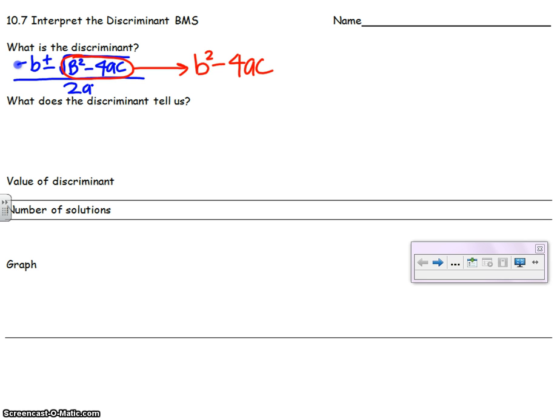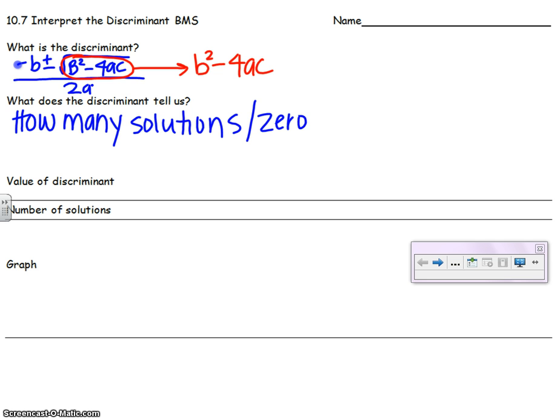And what this discriminant is going to tell us is the number of solutions that a quadratic equation is going to have. We can call them solutions, x-intercepts, zeros, roots. All of these things mean the same thing. We're going to go ahead and list them all on here so that you have them and you know that we can use them interchangeably. And this will tell us how many solutions there are.